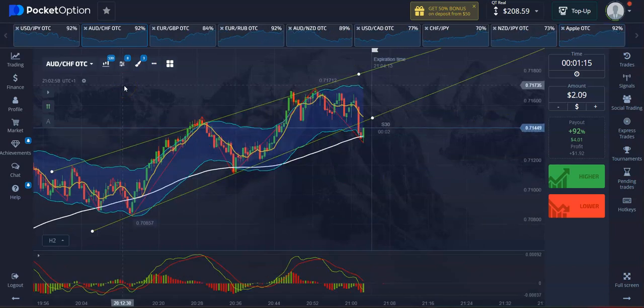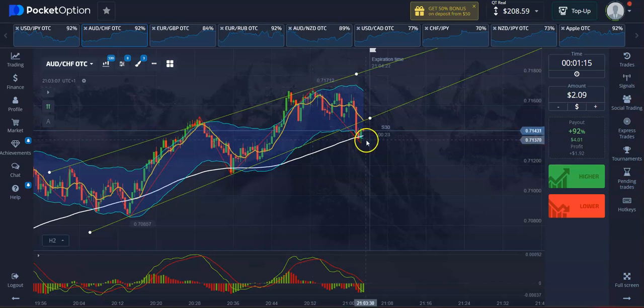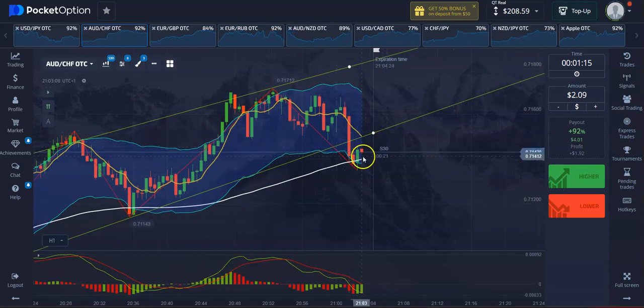Okay, guys, so we got this situation right here. We clearly can see that this is on the uptrend. Okay, bounce down, up, down, up, down, and now feels like it's going to go back up.